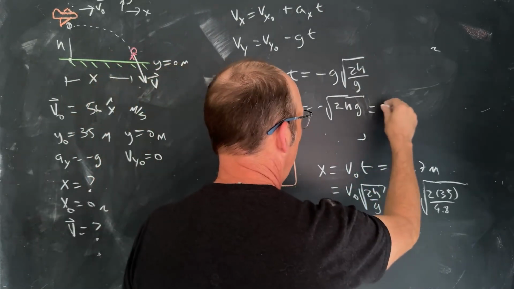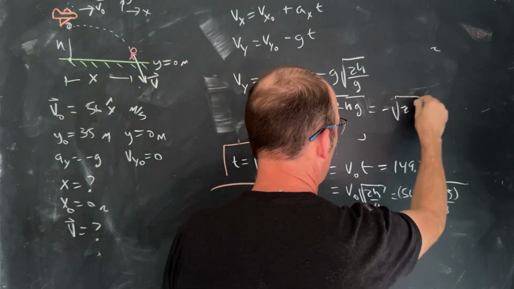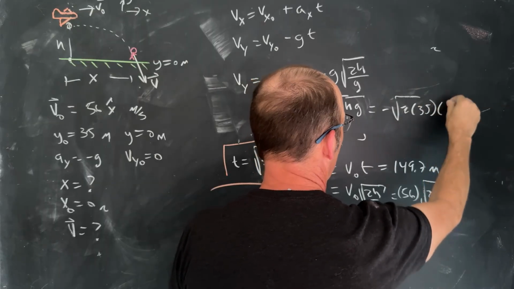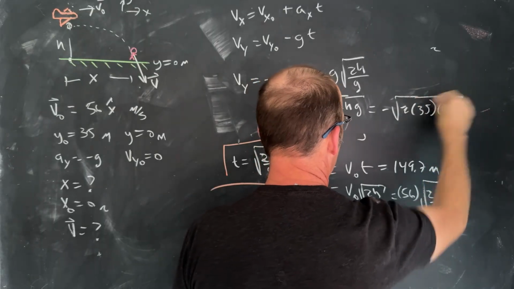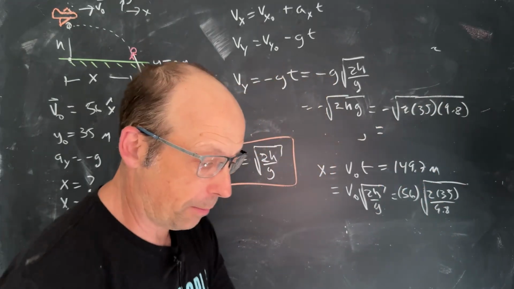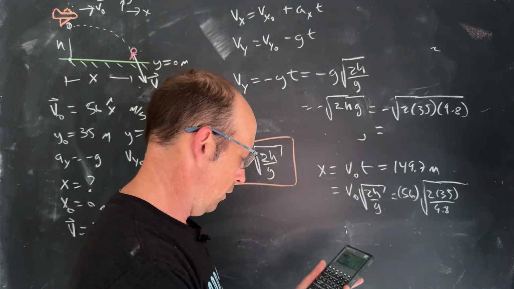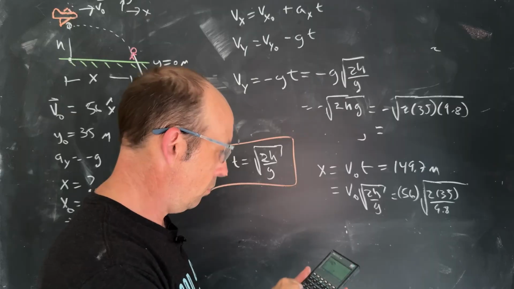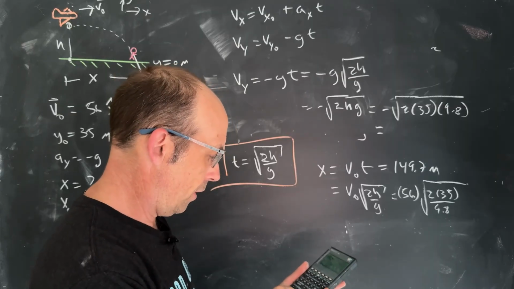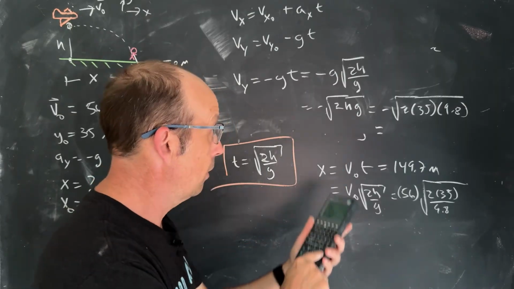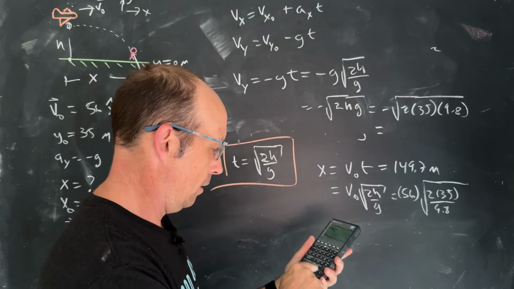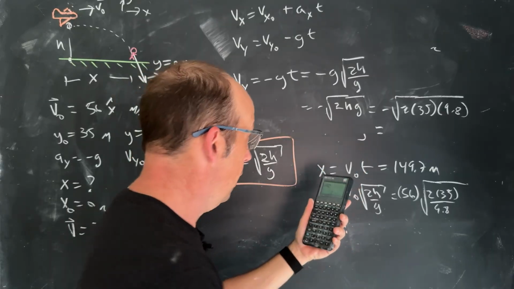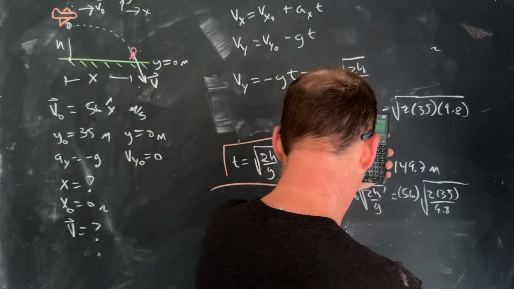So now I'll calculate that, negative the square root of 2 times 35 times 9.8. So let's go ahead and get that number. So that is 35 times 9.8 times square root. And I get the final y velocity of 26.2.